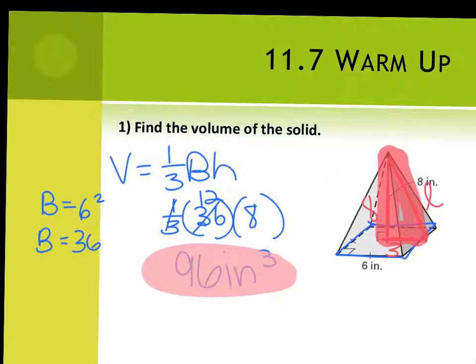Is it going to be like a square pyramid? It won't be a hexagon. It could be a square or a triangular one, so they're both on the review.